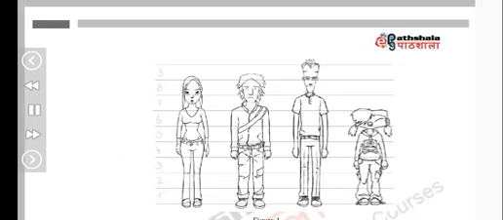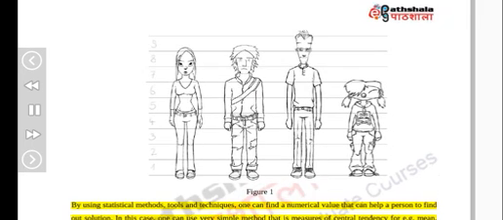Figure 1. By using statistical methods, tools and techniques, one can find a numerical value that can help a person to find out a solution.